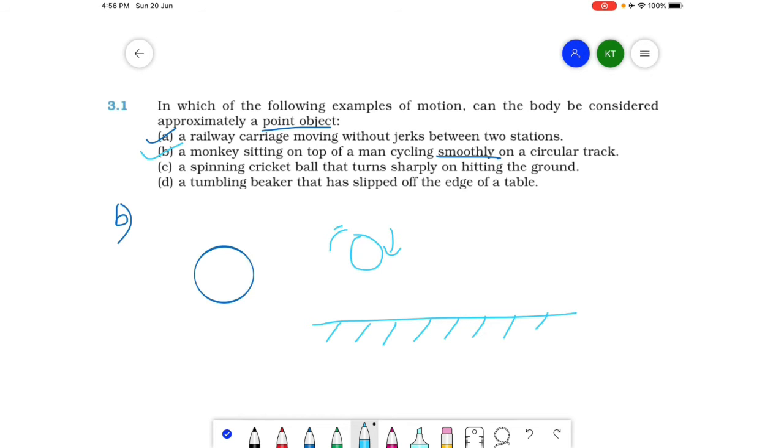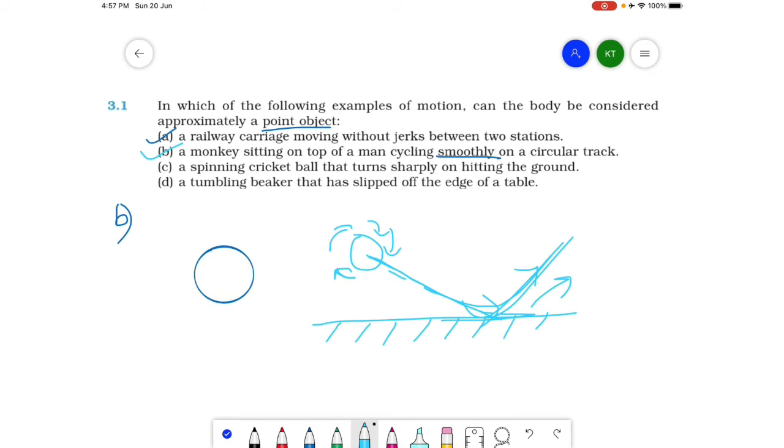The cricket ball is spinning and then it hits the ground and it turns sharply once it hits the ground, right? So what is the reason for this? We know that when the ball hits the ground, there'll be friction coming into play, right? If there's a friction acting between the ball and the ground, then that means it is not a point object because friction won't act on a point object.